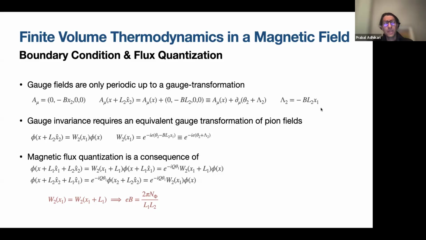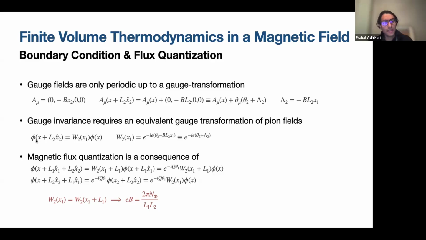Because there is a gauge transformation of the gauge field, in order to preserve gauge invariance, we want to impose a corresponding gauge transformation on the pion field. Okay, so basically the idea is that if you're in a periodic box, you better check that gauge invariance is preserved. Okay. So what is the consequence of preserving this gauge symmetry? And it turns out that the answer is magnetic flux quantization.